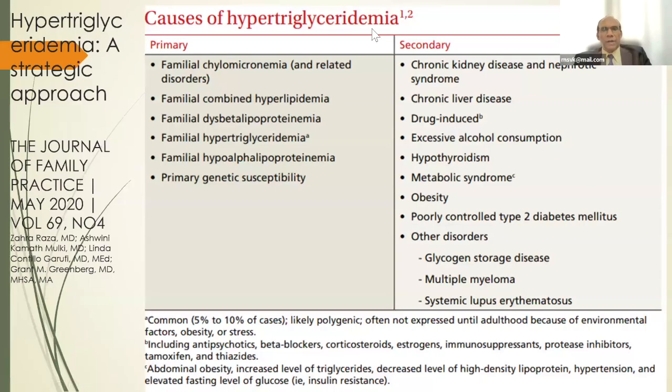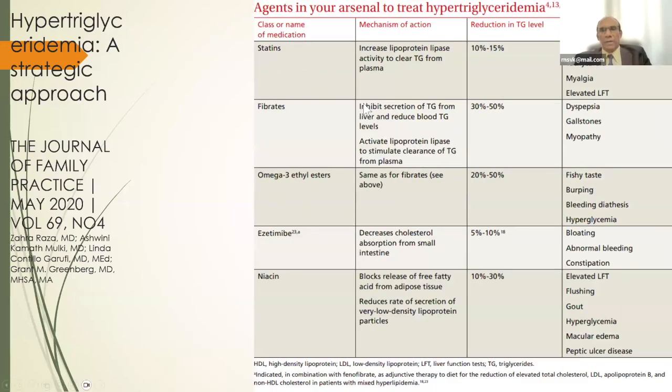So the causes of hypertriglyceridemia, okay, one is familial, familial chylomicronemia syndrome, or secondary due to chronic kidney disease, liver disease, drug-induced causes, excess alcohol, hypothyroidism, metabolic syndrome, obesity, poorly controlled diabetes and other glycogen storage disorders. These patients come across the following groups of medications. They are on statins, fibrates, omega-3 esters, ezetimibe, niacin.